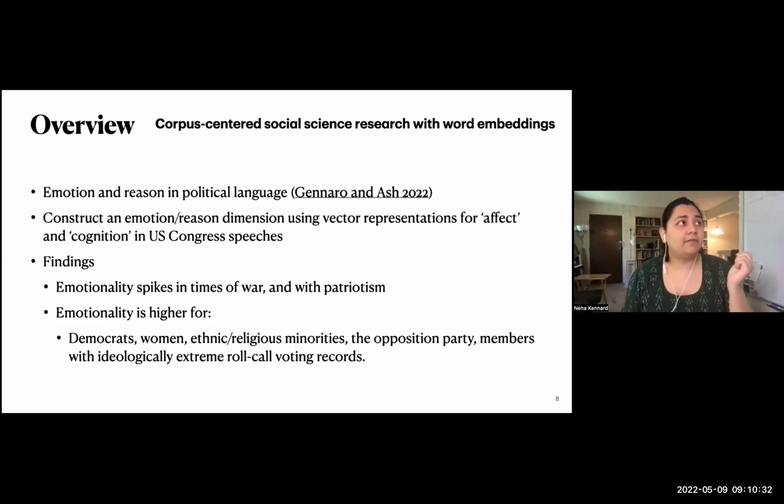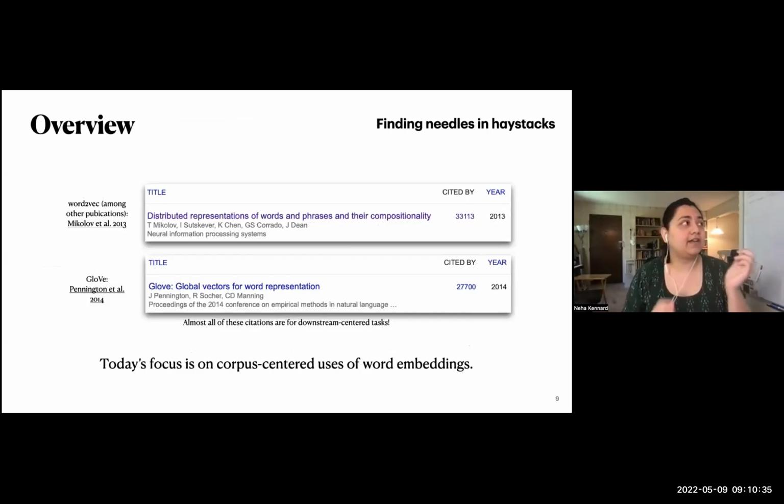Great. The other thing I want to mention is that the two papers, Word2vec and GloVe, have since 2013 almost 60,000 citations, which is somewhat unimaginable. Almost all of these citations are for downstream-centered work, so it's really hard sometimes to find corpus-centered work under these mountains of citations. That's one of the goals of this tutorial: to surface some of that work, help build intuitions and best practices, and give you a starting point in your literature search as you go on to do more sophisticated analysis with word embeddings.